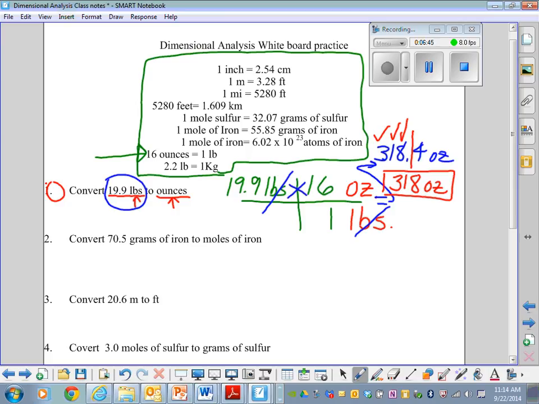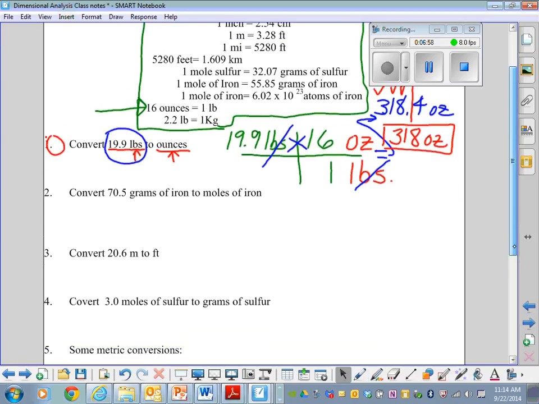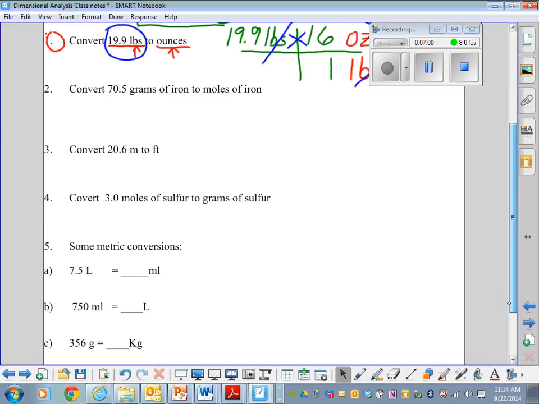Yes, Brooke? This is a calculated number. Only when you take readings off of something, when you're measuring it in a lab, you put an estimated digit, not for calculated digits. I have a question. What if we had 19.90?